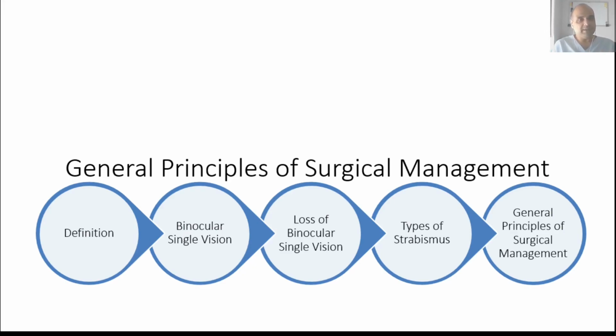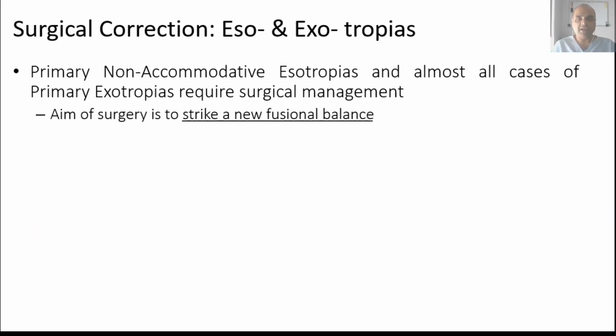Now we are coming to the last part, general principles of surgical management. Surgery is something that obviously you're not going to be doing as undergraduates, but you can still explain to your patients what to expect if they come to you asking, look, we've been advised surgery, and since you are a family physician, we would like to get your input into this.